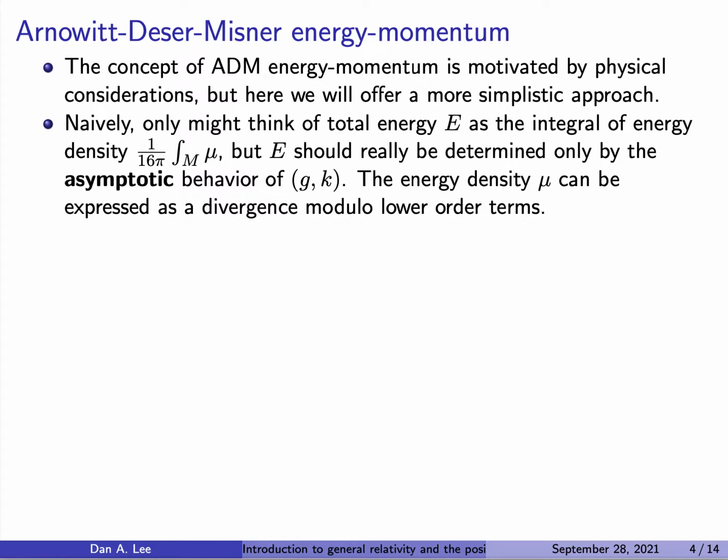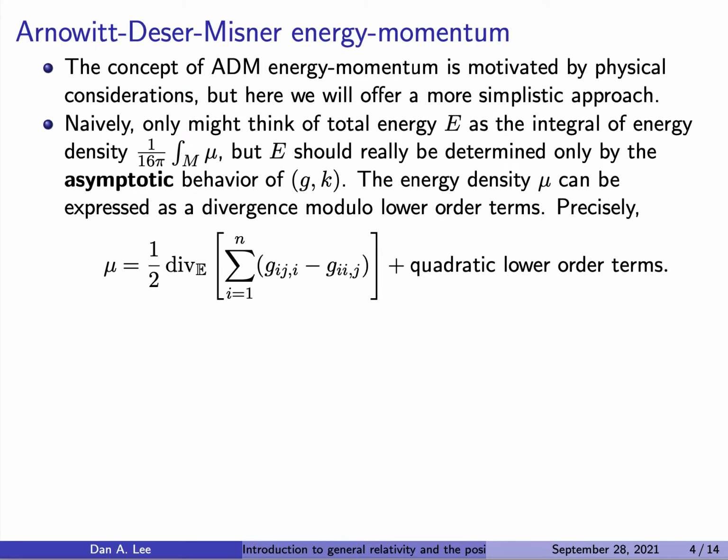The energy density mu can be expressed as a divergence modulo lower order terms. Precisely, mu is 1/2 the Euclidean divergence of the sum of Gij,i minus Gii,j plus quadratic lower order terms. This comes really just from the scalar curvature, which has this expression as a divergence. But then the other terms, if you go back to the formula for mu, are just quadratic in K anyway. So the K parts don't really show up here. So we have this divergence term and we have quadratic lower order terms.